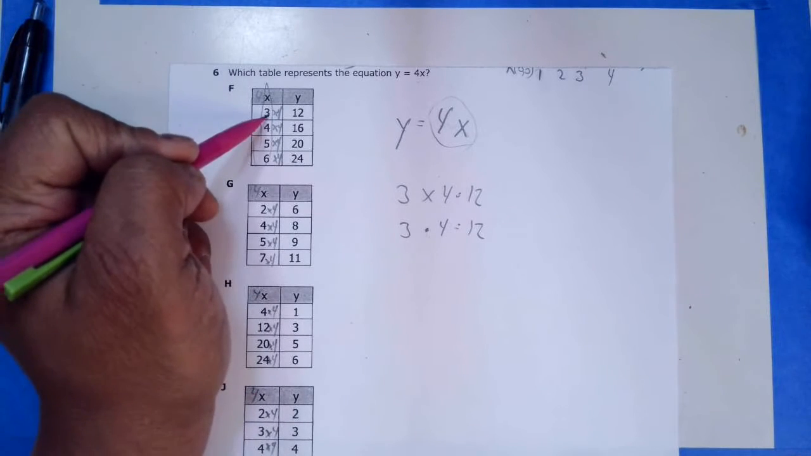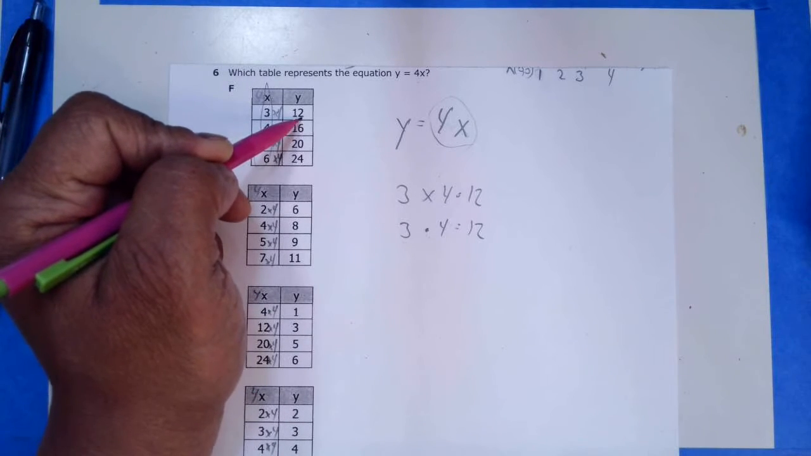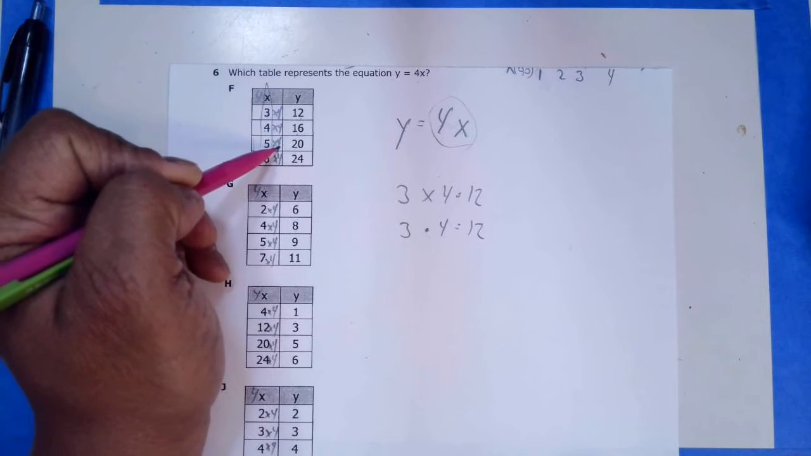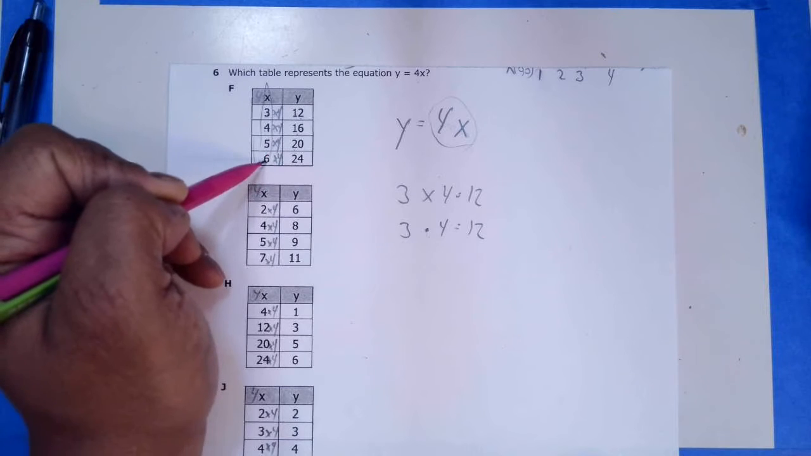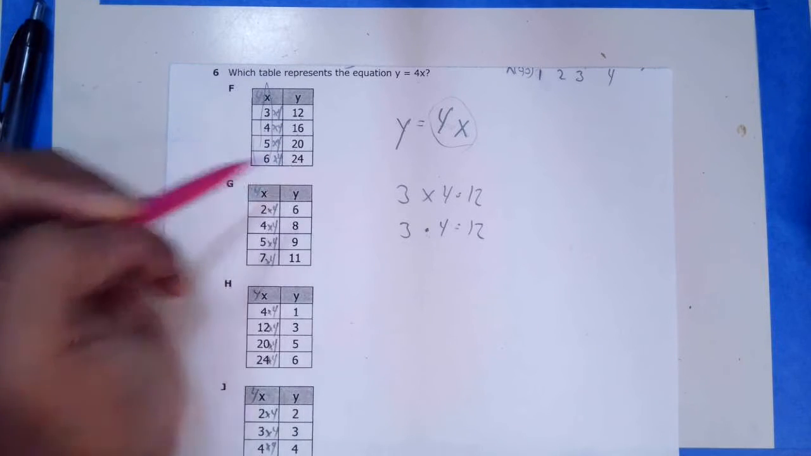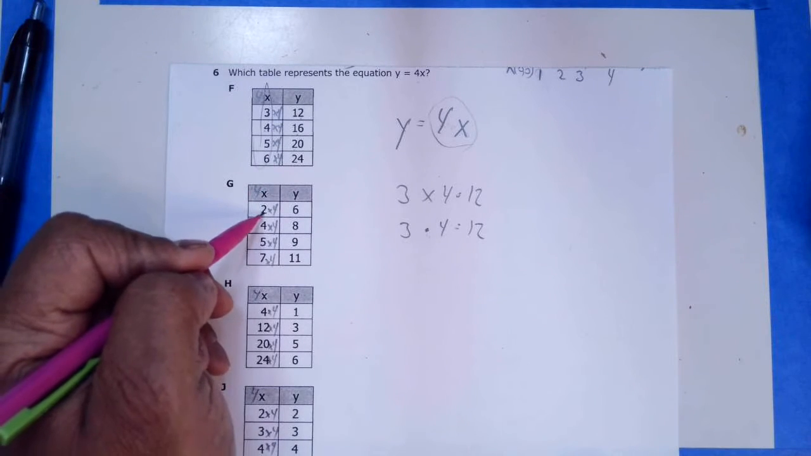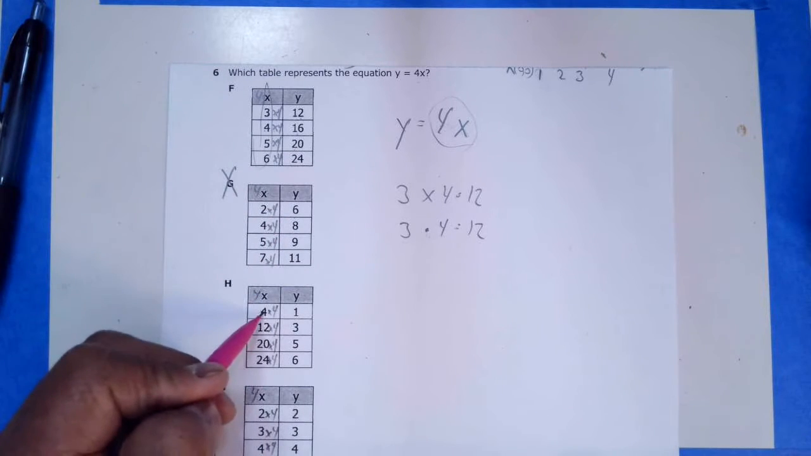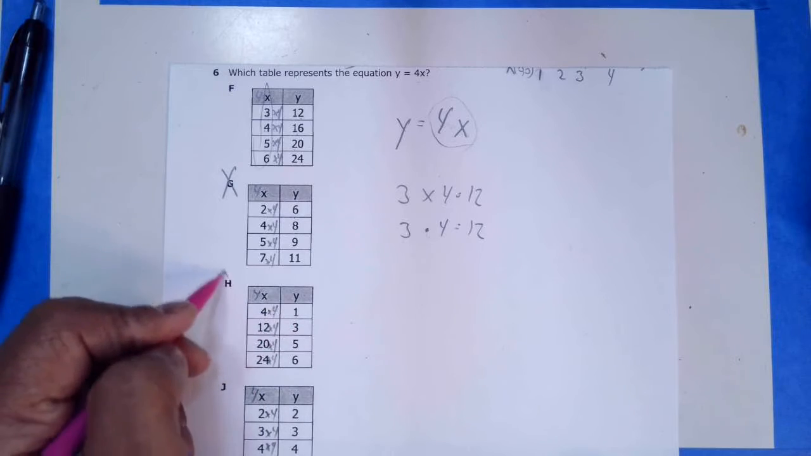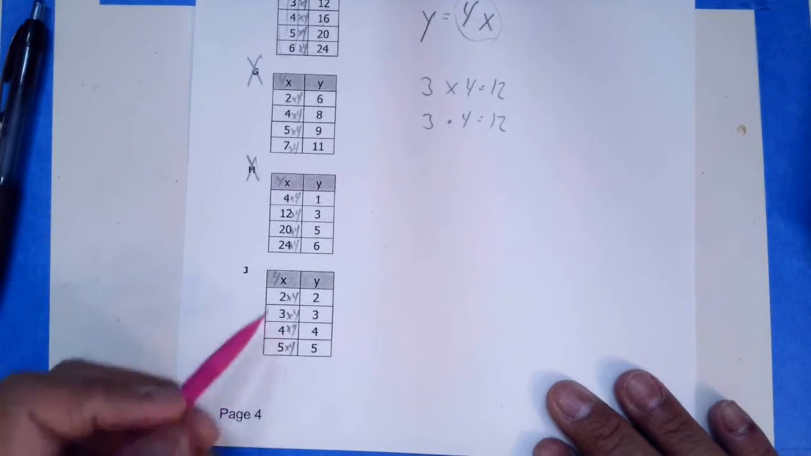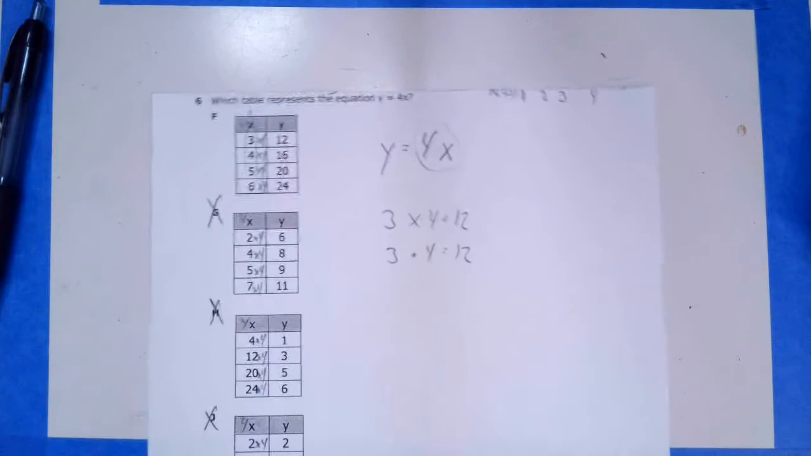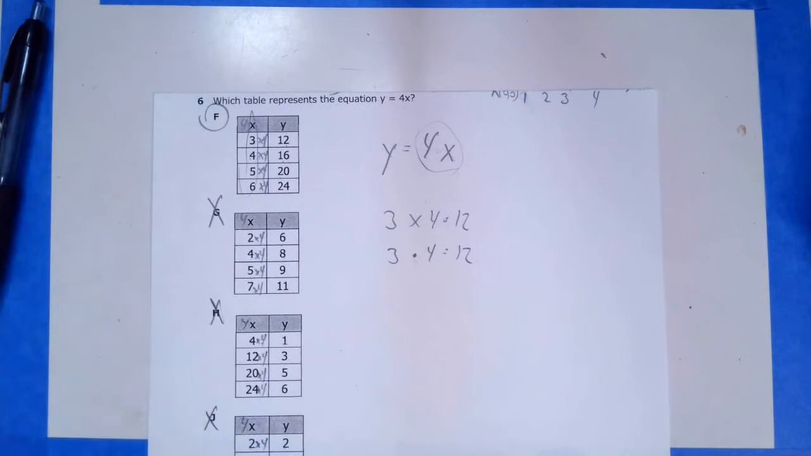So let me see. 3 times 4, is that 12? Yes. 4 times 4, 16? Yes. 5 times 4, 20? Yes. 6 times 4, 24? Yes. 2 times 4, 6? No. 4 times 4, 1? No. 2 times 4, 2? No. Our answer, F. Okay?